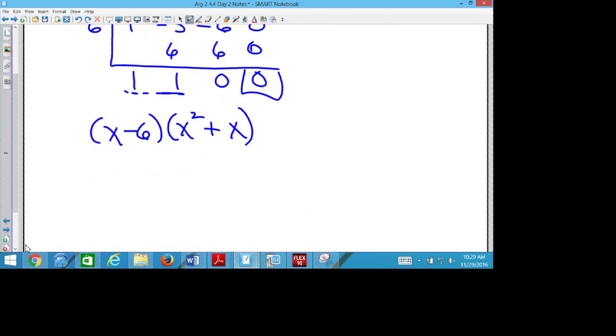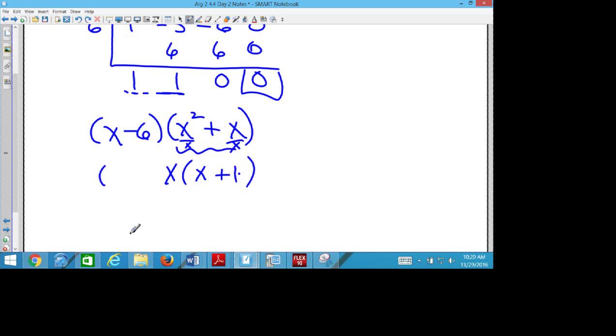And then we use our factoring from yesterday. And we always start with what? GCF. Is there a GCF of x squared plus x? There is one. There's an x. So we're going to factor that out. And what is left over when we factor out an x from both terms? X plus 1.